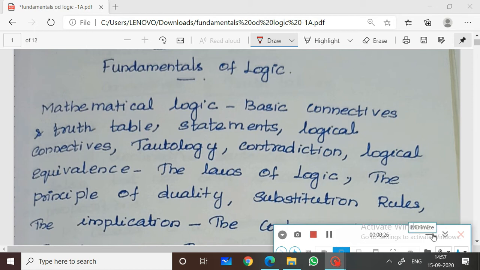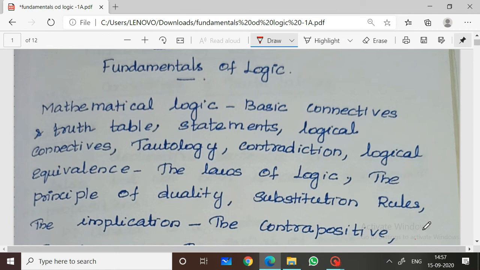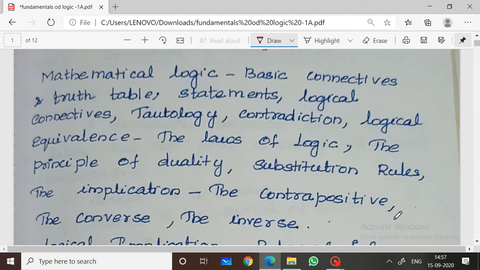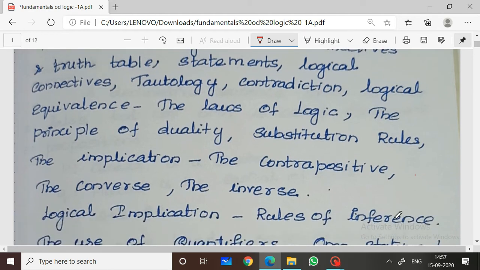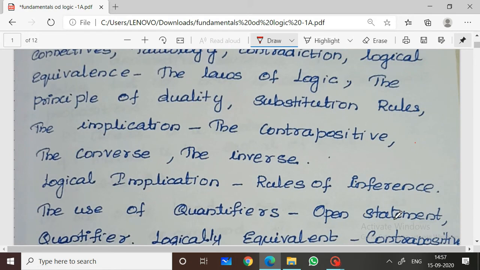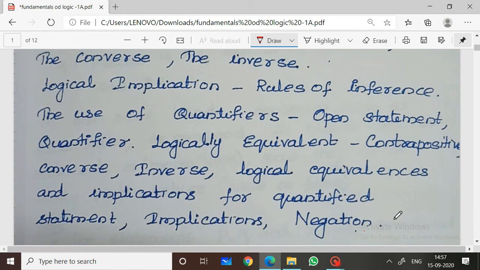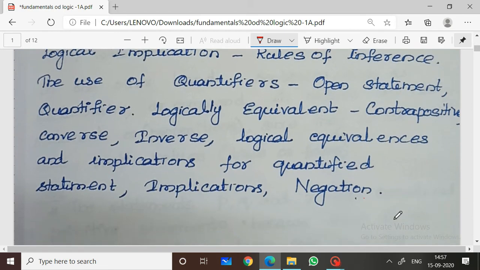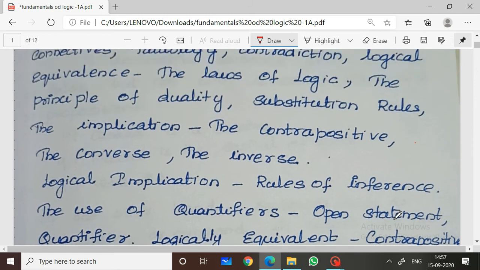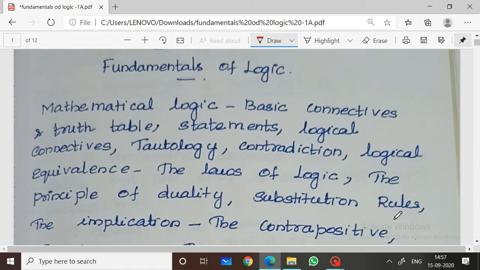statements, logic, tautology, contradiction, logical equivalence, the laws of logic, the principle of duality, substitution rules, the implication, the contrapositive, the converse, inverse, rules of inference, quantifiers, logical equivalence, implications, statements and negations, everything. This is the content of the first module we are going to learn.